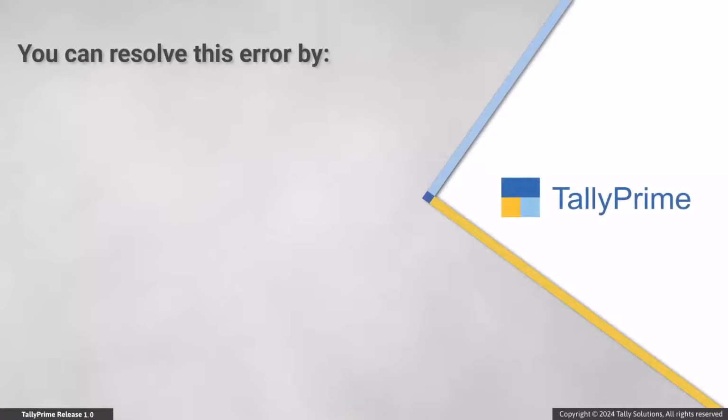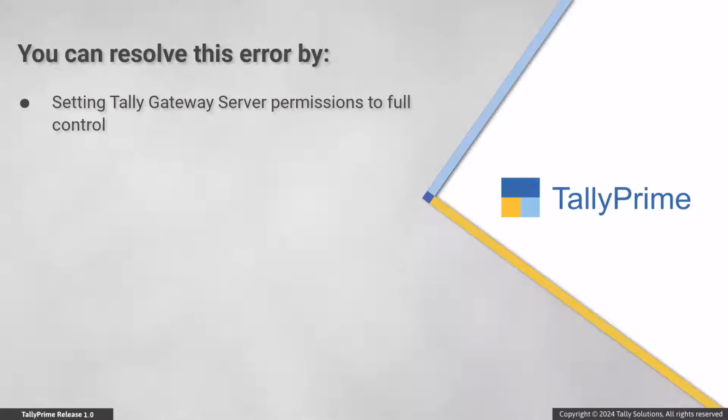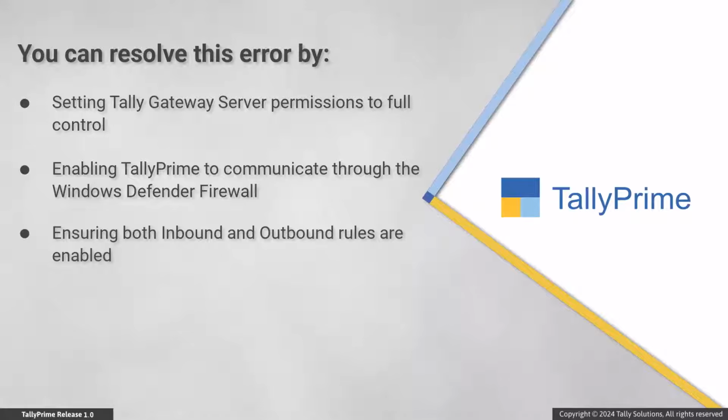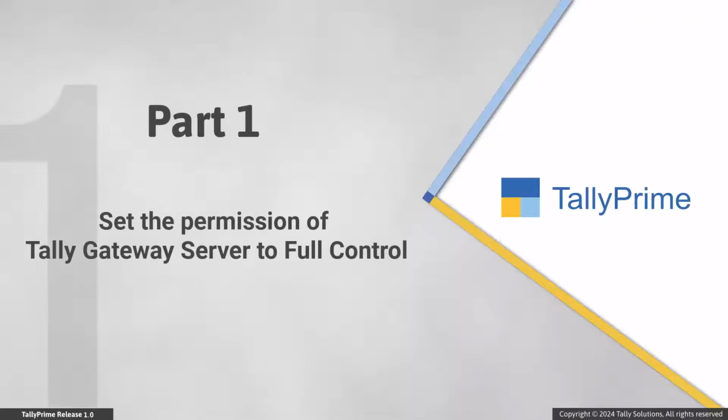This video will guide you to resolve this error by setting Tally gateway server permissions to full control, enabling TallyPrime to communicate through the Windows Defender firewall and ensuring both inbound and outbound rules are enabled. First, let's see how to set the permission of Tally gateway server to full control.